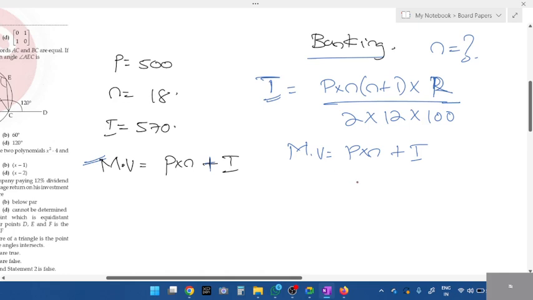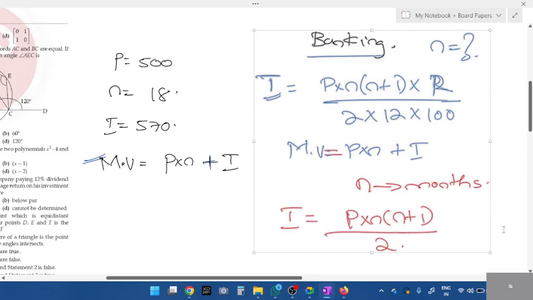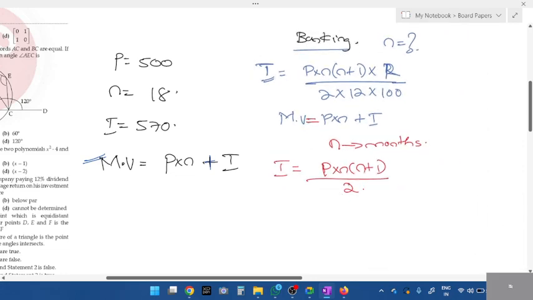N stands for number of months, sorry, months. So when time period is given for 2 years, if time is given in years, convert into months. P into n plus I. Then there's another formula for interest. There's another formula when rate is not given. When rate is not given, P into n plus 1 divided by 2, students. 2. Mention even this. Just 2. There is no rate, no R. Okay, I'll write here. Just cancel this. Below you write when rate is not given. When rate is not given.